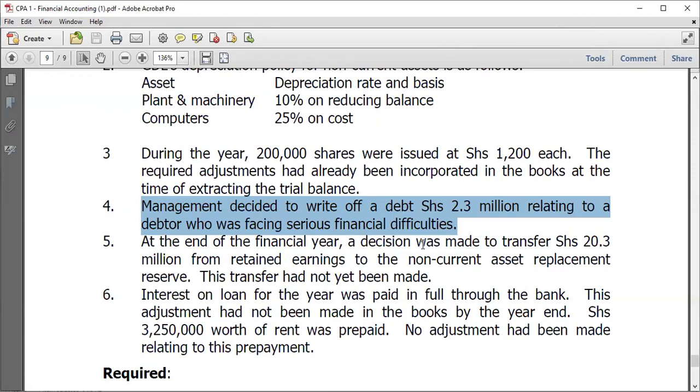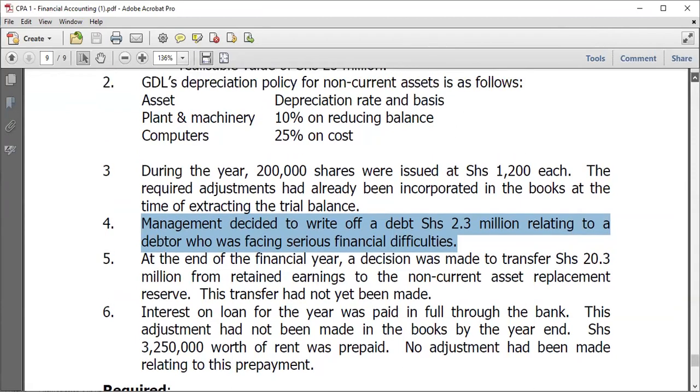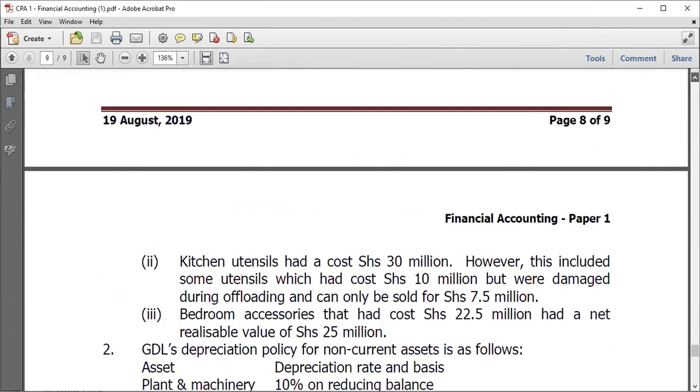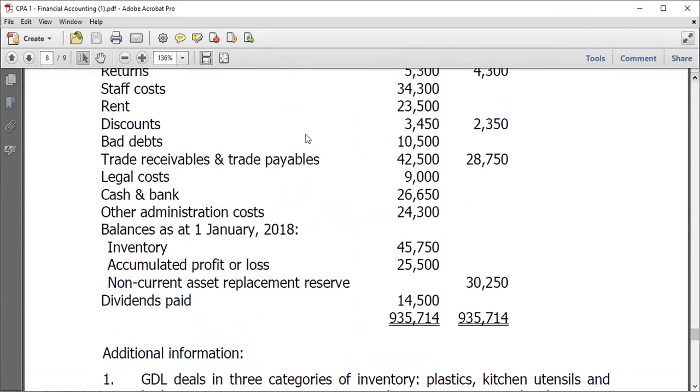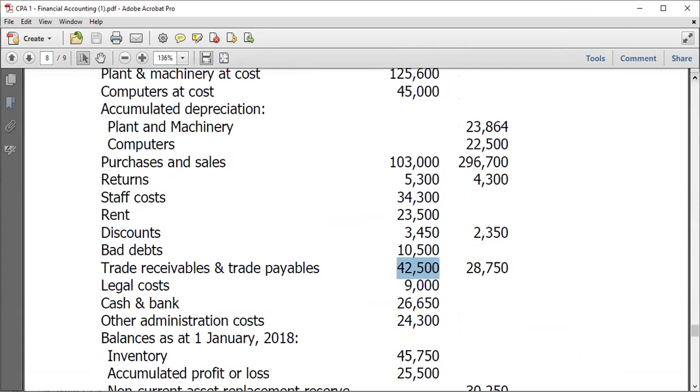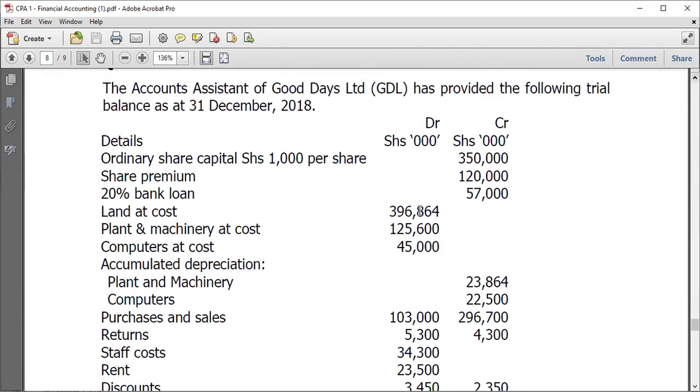Let me see if there is anything to do with provisions. You can just look through. I think you see in our books, we already have bad debts of 10,500. We have our trade receivables and trade payables. So this is trade receivables. Let's see if we have a provision here. Okay, we don't have a provision. So back to our question.